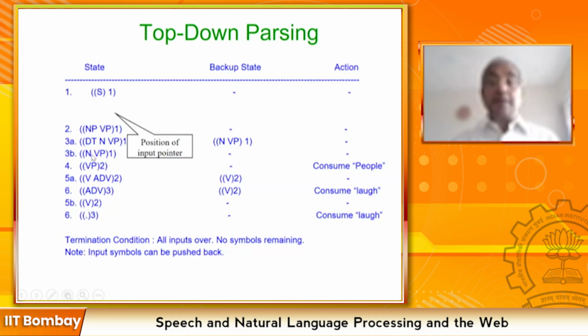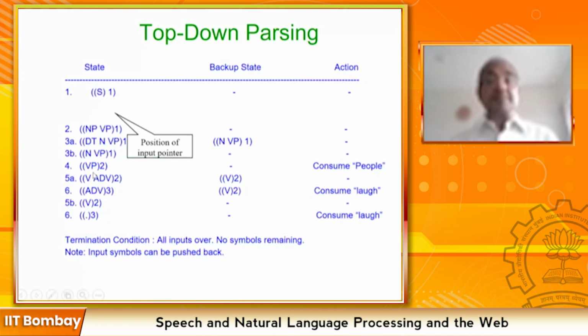Now I see the sentence as people laugh. I am expecting DT because this is on the stack. So DT is expected, but I don't find DT. So I have to backtrack and bring the backup state to the stack. This is N VP 1. Now N demands a noun. I consume people. People is consumed, so VP gets exposed. Meanwhile, the input pointer moves to 2, because people has been consumed.